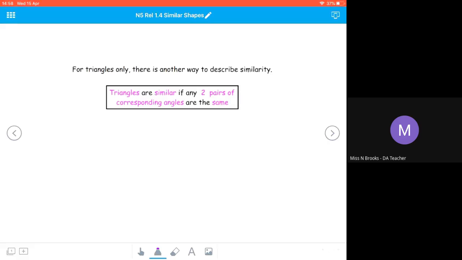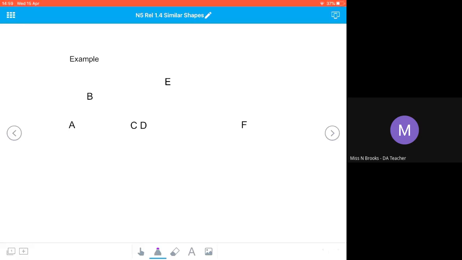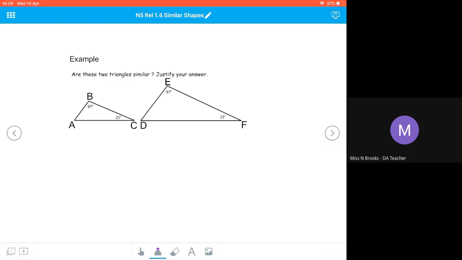Now for triangles only, there's another way to describe similarity. Triangles are similar if any 2 pairs of corresponding angles are the same. So let's have a look at an example in action. Are these 2 triangles similar? Justify your answer. So you can see we've got triangle ABC, and we've got triangle DEF. Angle B is 97 and angle E is 97. Angle C is 21 and angle F is 21.